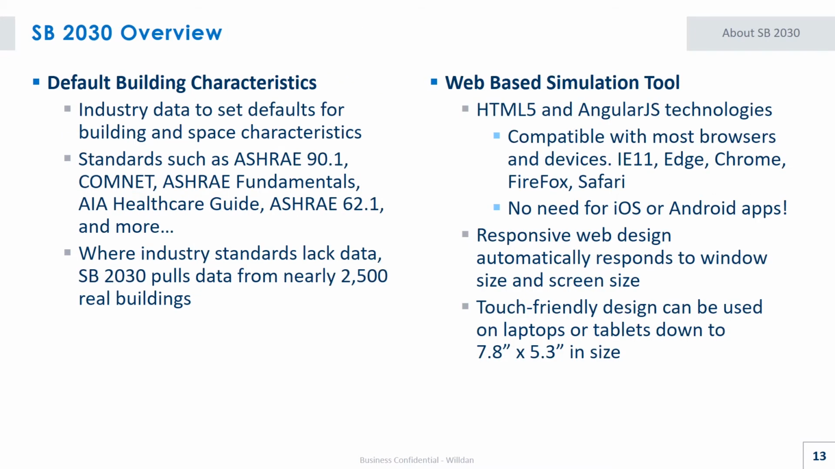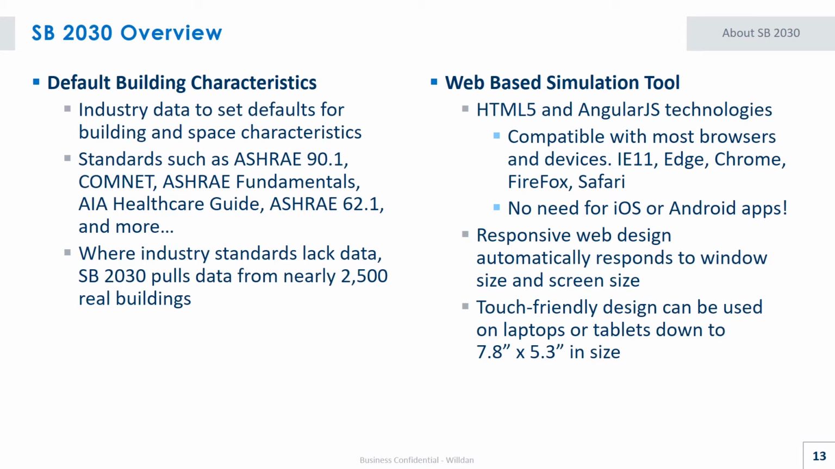We are defaulting a number of the inputs into the tool using industry data sets, including ASHRAE 90.1, ComNet, ASHRAE Fundamentals, the AIA Healthcare Guide, and 62.1. When there wasn't an industry standard default, we data mined the projects that have participated in the Xcel Energy EDA and other utility energy efficiency programs to come up with a good standard.